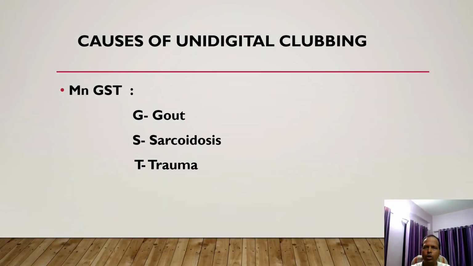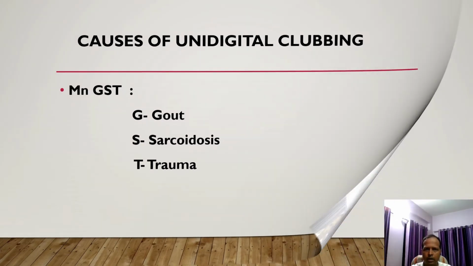Then coming to causes of unidigital clubbing. So sometimes this is asked, what are the causes of unidigital clubbing. So you can remember it by the mnemonic GST. You all are paying GST. So G for gout, S for sarcoidosis, and T for trauma. So these are the causes of unidigital clubbing.